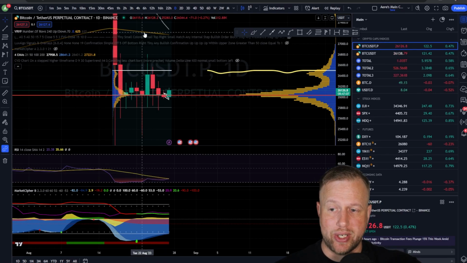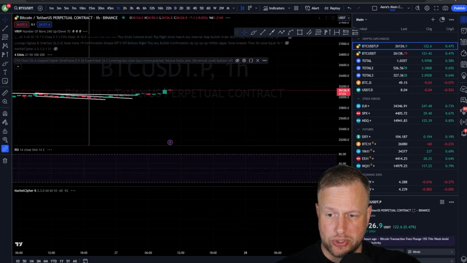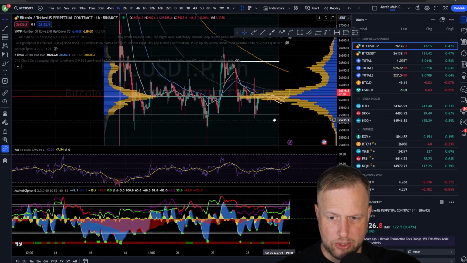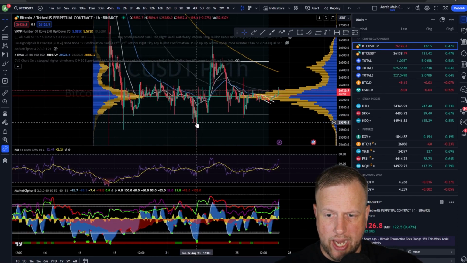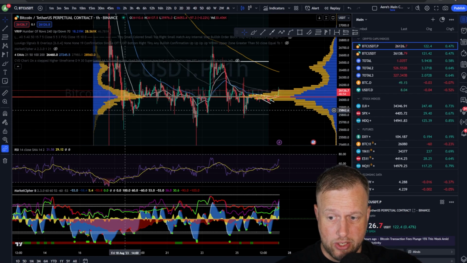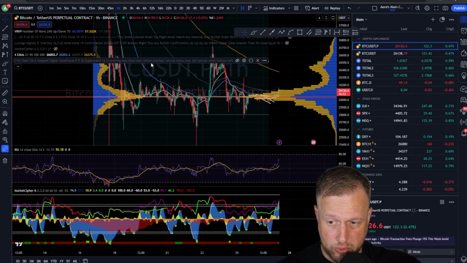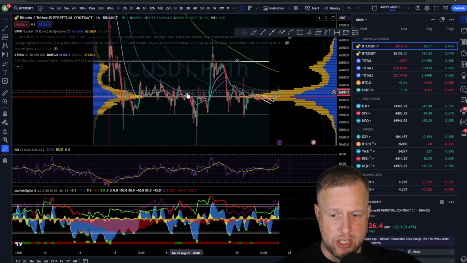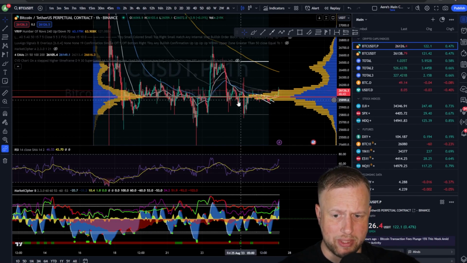So if we dial this in a little bit, like if we go to the hour chart, and here we go, same visible range profile. You can see how the value area low has acted as support, right? You can see how the value area high has acted as resistance, here a bunch, here a bunch. And you can see how the price has hugged the POC a lot in this range. There hasn't been a lot of volume, so it's kind of just hung out in the POC.